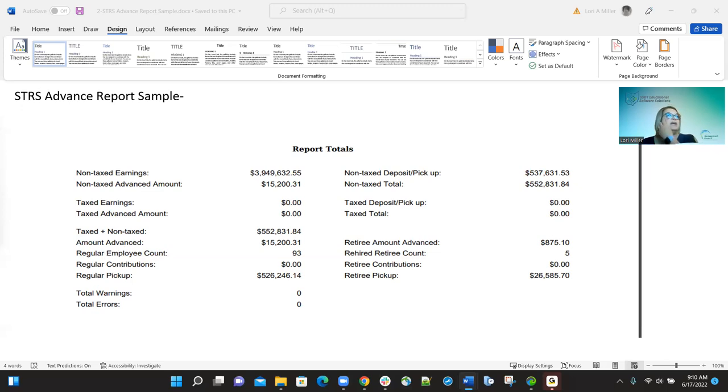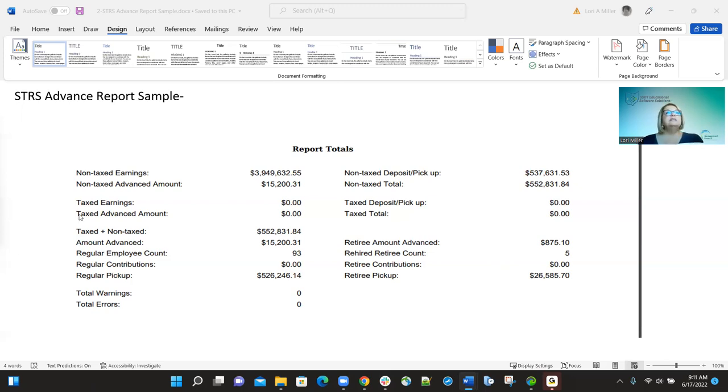The taxed amount advanced also would be from the 450 or that non-annuitized STRS record. That is the contributions that will be paid over the summer months for employees who have the amount withheld as a non-annuitized or STRS 450 record. That figure will show in this taxed amount advanced field. And like I said, not a lot of districts that I know of actually have withholding set up like that. There may be a handful here and there, but most of them are the employees' portions are non-tax.